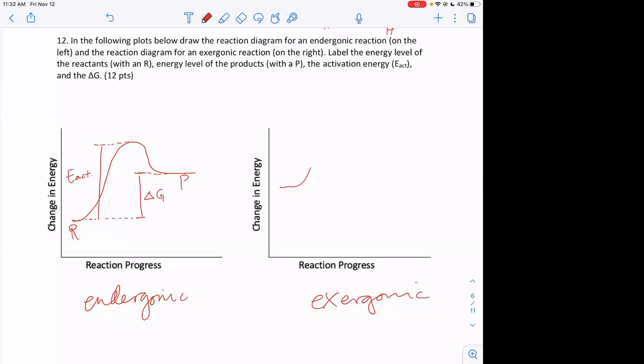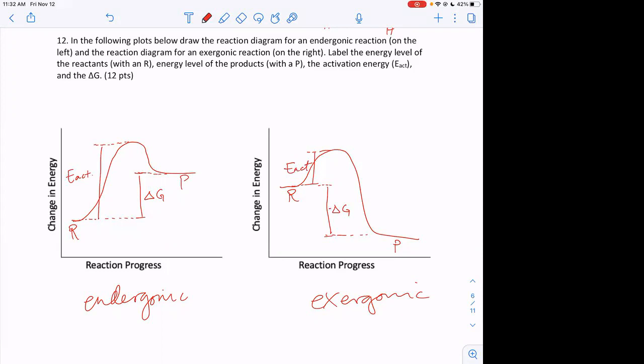Exergonic is the opposite. You have reactants and then your products finish lower than your reactants. So there's R and there's P. Again, the difference from the reactants to the peak is your activation energy. And the difference between the products and the reactants is your delta G, and you can see it decreases as you go along the path. You ultimately end up at a lower spot, so this is a negative delta G.